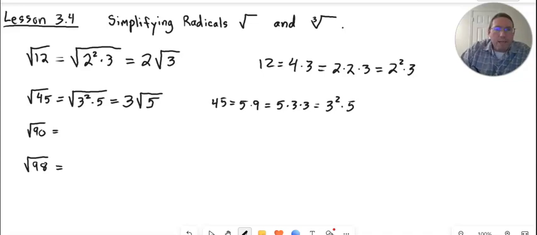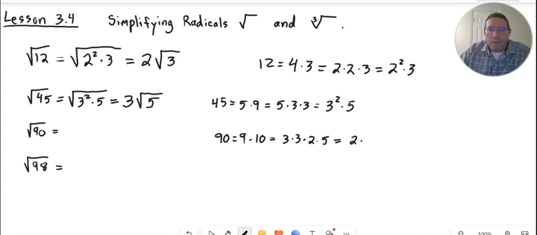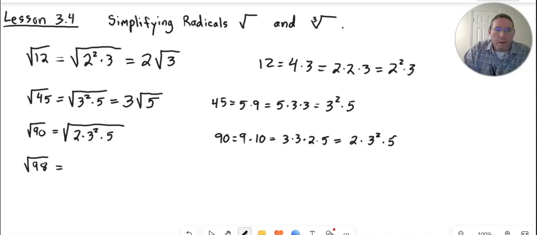Now let's do the square root of 90. Okay, well, 90 is the same thing as 9 times 10. 9 is the same thing as 3 times 3. 10 is the same thing as 2 times 5. And so the prime factorization is 2 times 3 squared times 5. And so what we have here is the square root of 2 times 3 squared times 5. Now, the only thing that can come out is the 3 squared because it's squared. So we'll put the 3 on the outside, and then we'll leave the 2 and the 5 underneath.